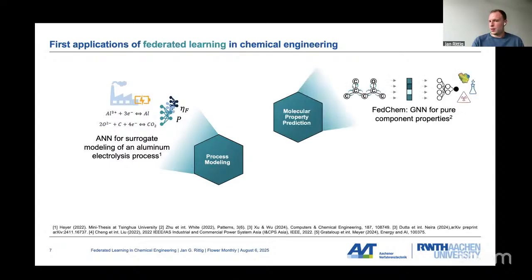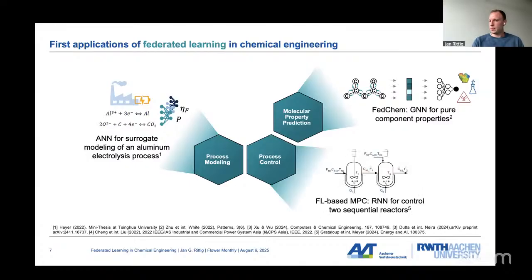accuracy of them. Then federated learning has been used for molecular property prediction, which is a quite active field in many domains, like also in the pharmaceutical domain, for example. Here's one example, the FedChem work, which used graph neural networks for pure component property prediction.